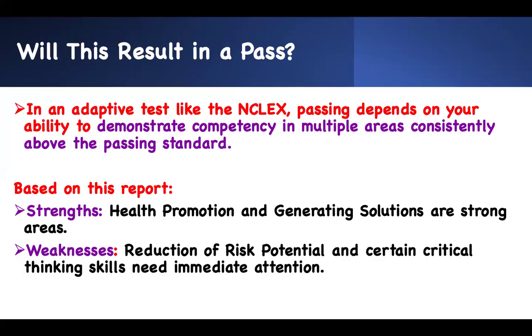My take, while several areas were near the passing area, the below passing standard in risk reduction is what made this individual fail, right? They did not do well. This will prevent a pass because of risk reduction. I think that's what killed them. Consistency scoring above passing in risk reduction is needed. You need it to be able to pass the NCLEX. That area is key.